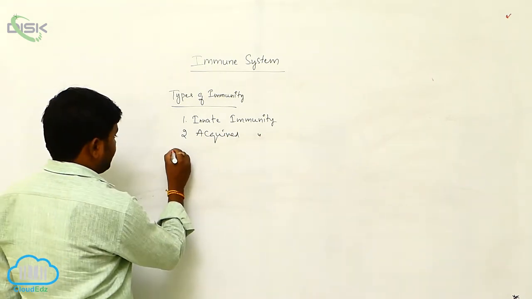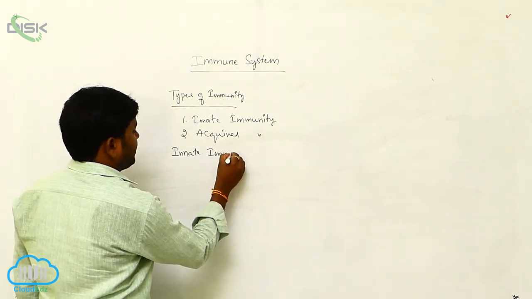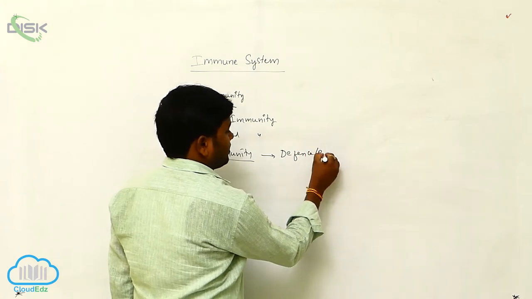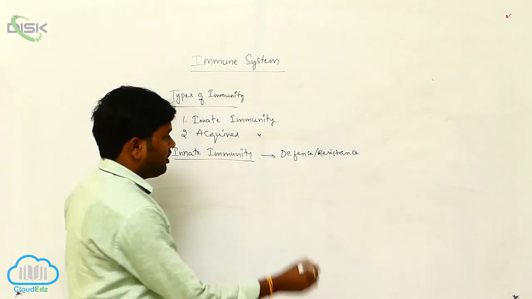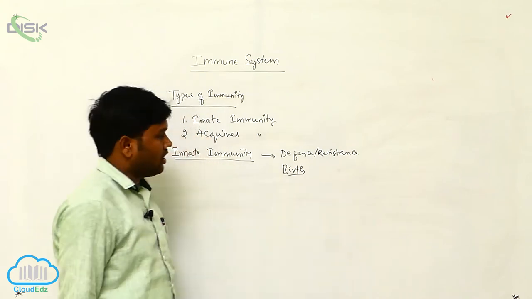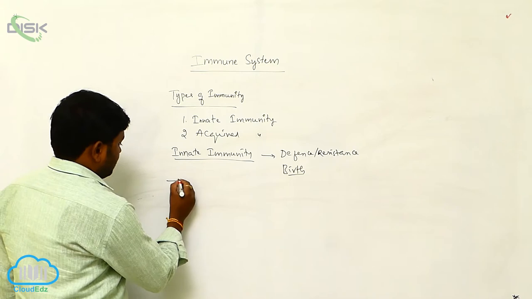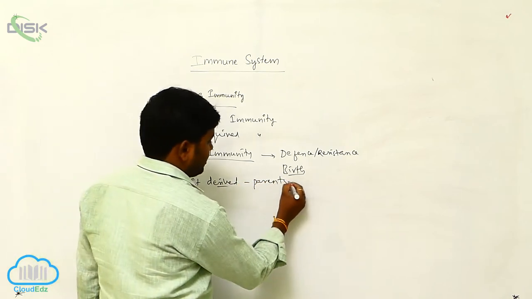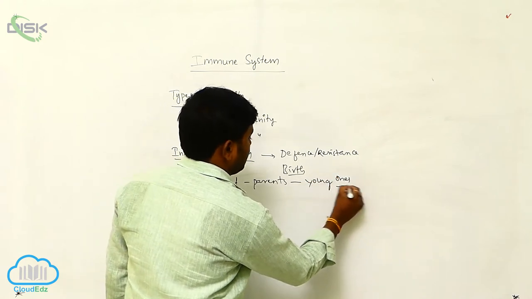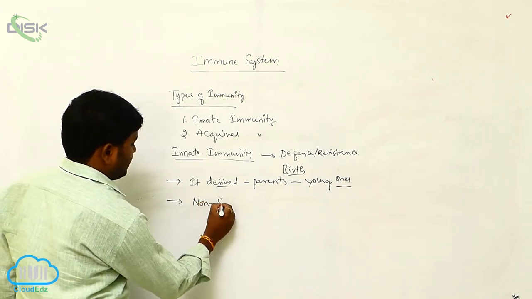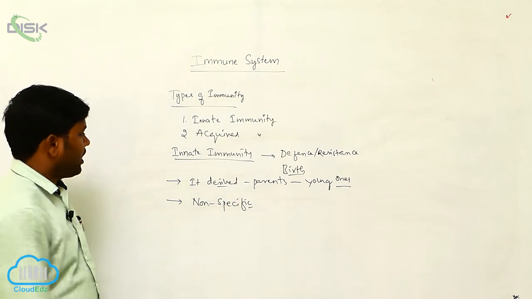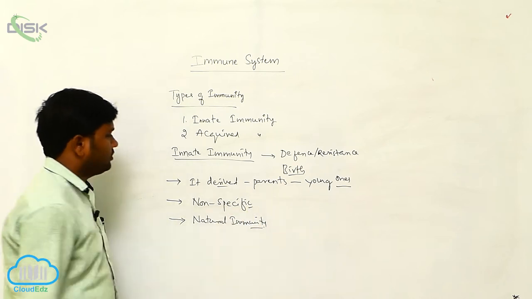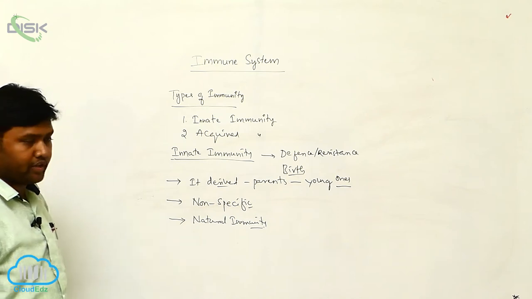So let's see innate immunity. Here the defense or resistance is developed from birth. Developed or obtained through birth is called innate immunity. It is derived from the parents to the young ones. It is non-specific. This innate immunity is also called natural immunity.